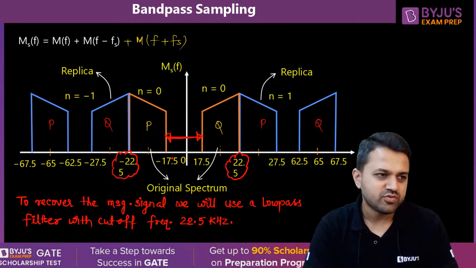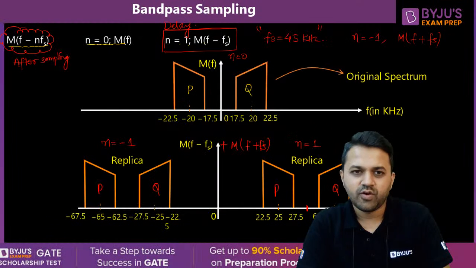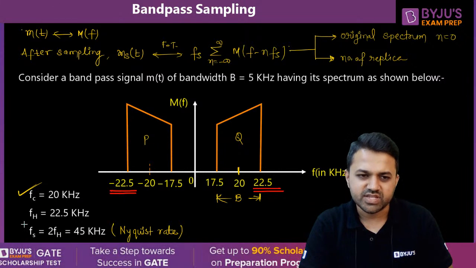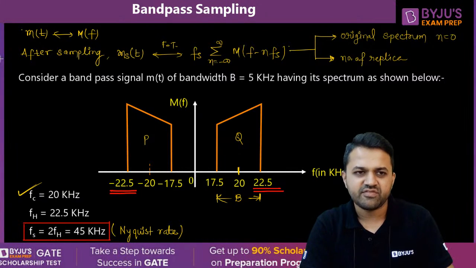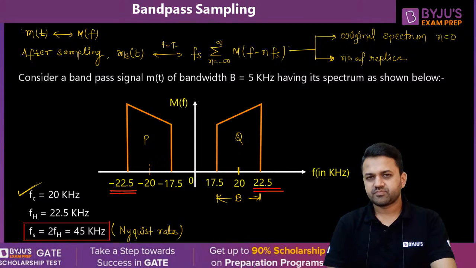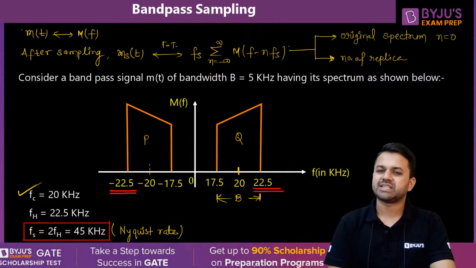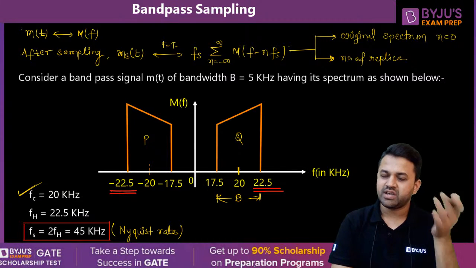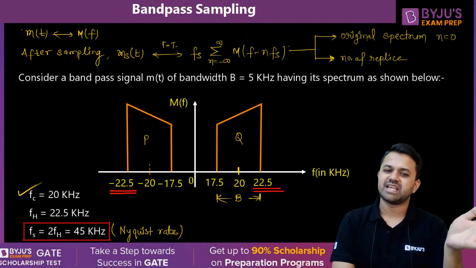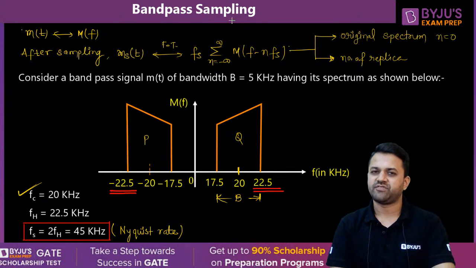Okay, so what we have to do? This sampling frequency 45 we had selected by the Nyquist criteria. We had selected the sampling frequency 45, that is our Nyquist rate. So we said that bandpass sampling is also called undersampling. So undersampling means we can select the sampling frequency less than 45.